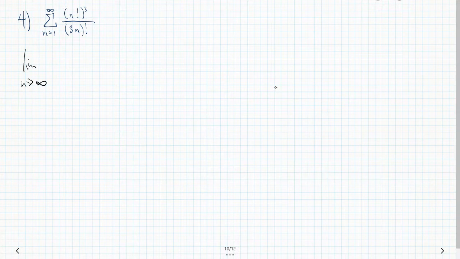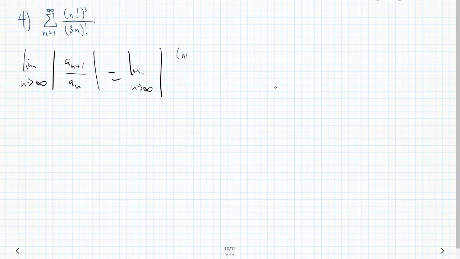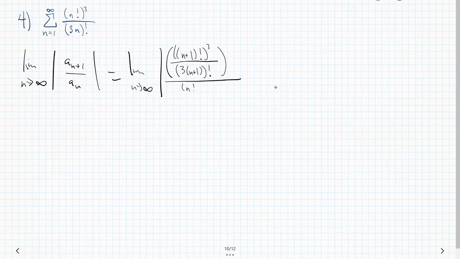Just a little reminder, the limit as n goes to infinity, you want to take a n plus 1 over a n. How does that work? Well, this is the limit as n goes to infinity. We want to change all the n's to n plus 1s. Just make sure you put parentheses where necessary. So you get n plus 1 factorial cubed all over 3 n plus 1 factorial. And that's the numerator. And then down below we'll have n factorial cubed over 3n factorial.